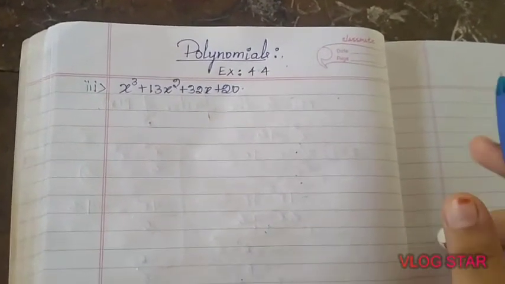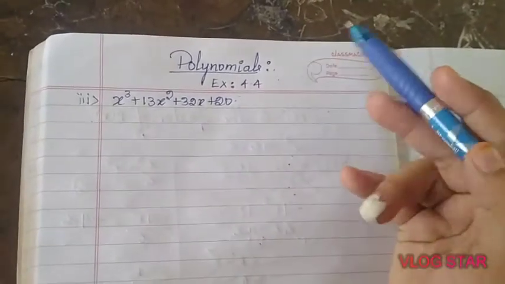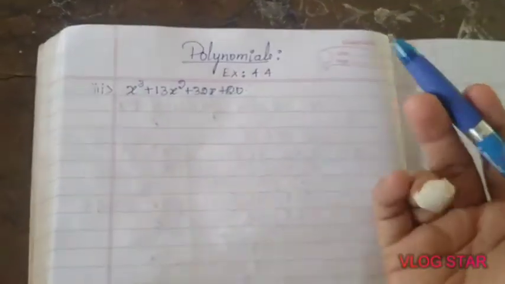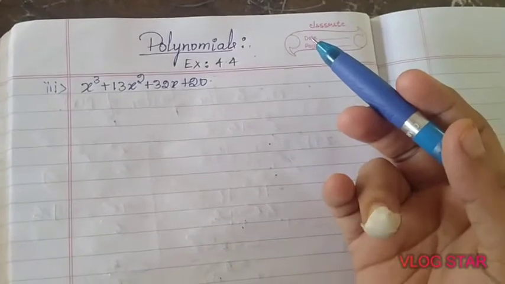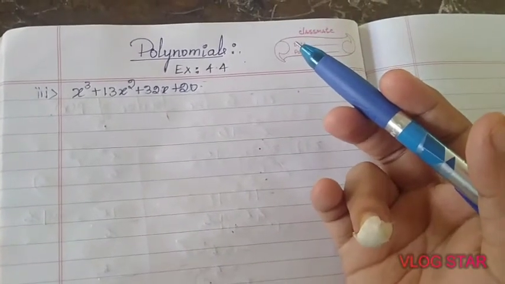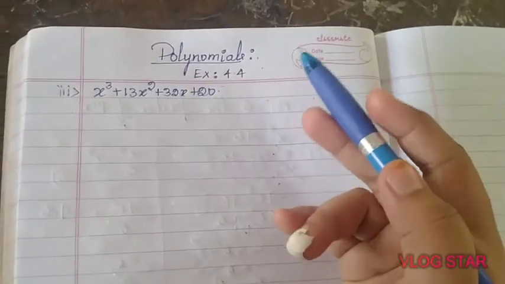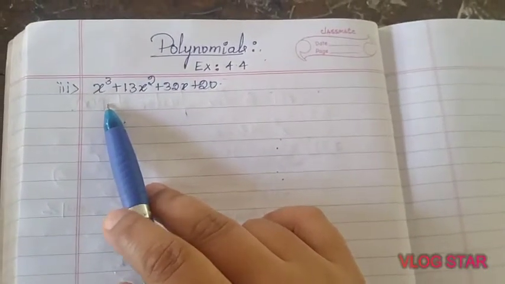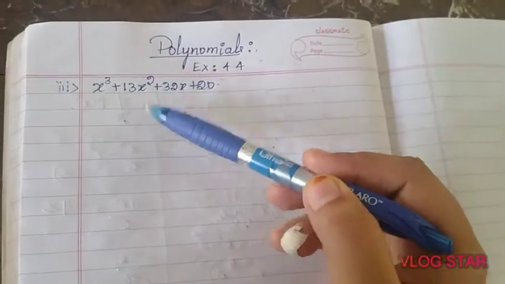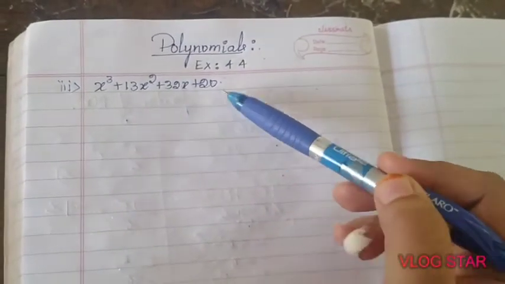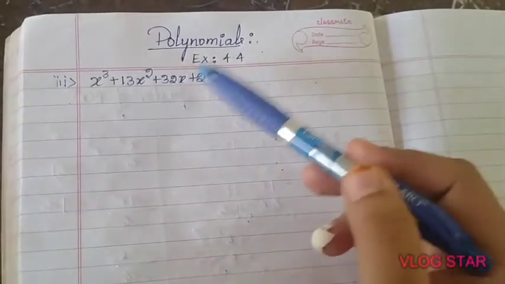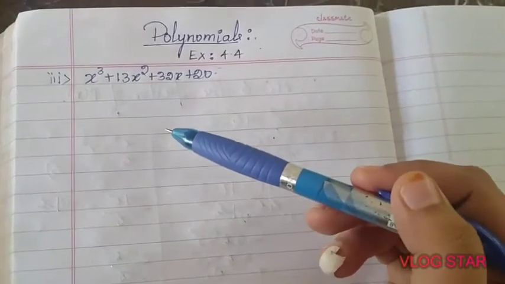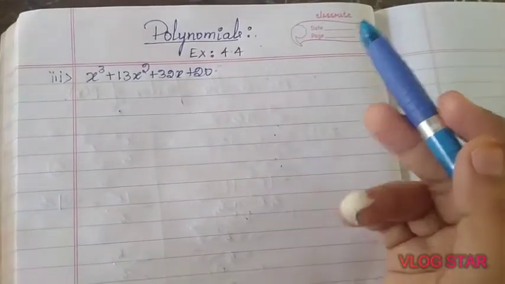In my previous video I explained exercise 4.4, first and second problem. Now I am here with the third and fourth problem of this exercise 4.4. Here again we have to factorize this cubic polynomial, that is x cube plus 13x square plus 32x plus 20. You have to factorize this using the same method I explained in my previous video.